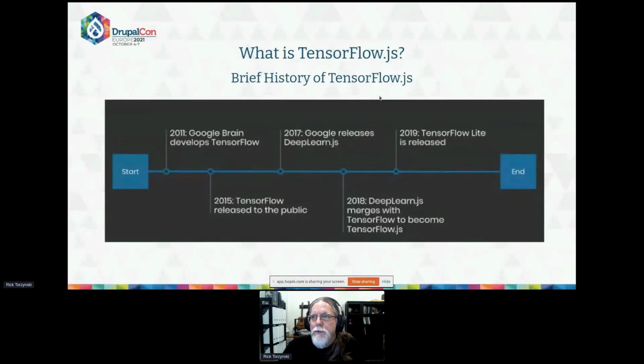Just a brief history of TensorFlow. In 2011, Google Brain developed TensorFlow. They released it to the public in 2015, and they decided, well, we got this great thing. We can use it in Python, Java, C++. Well, can we use it in JavaScript? So they thought, why can't we use the client side to do this?